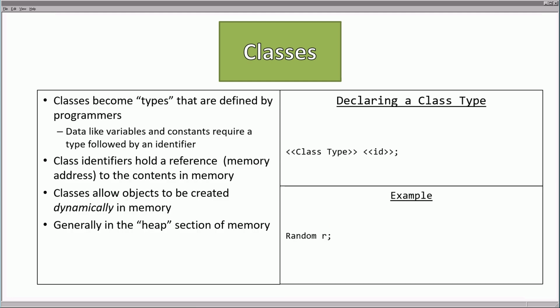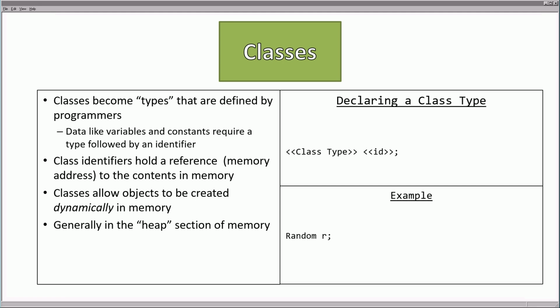Whenever we create a class, that becomes a type, and this type is defined by the programmers. Data like variables and constants require a type followed by an identifier. So if we're declaring an instance of a class, we need the class type followed by an identifier. We've seen this many times before, and this is just one of many examples where we're declaring an instance of a random number generator that we call r. Another one would be Scanner.